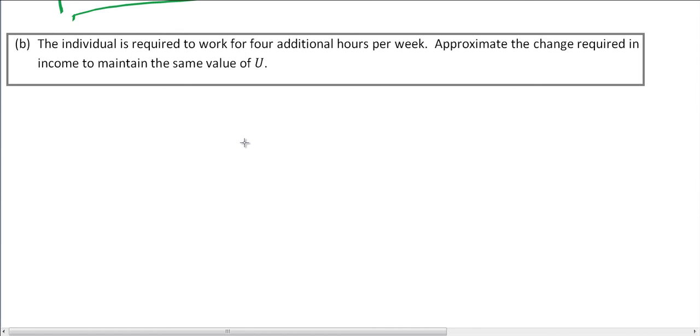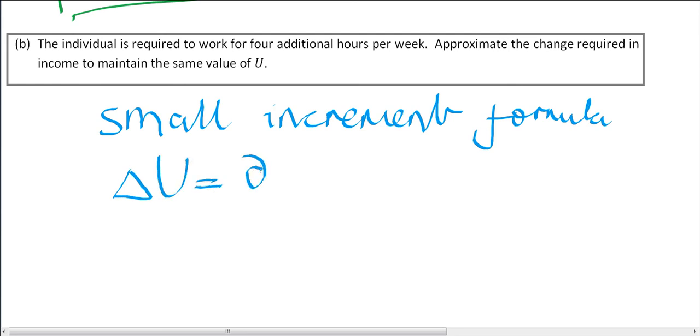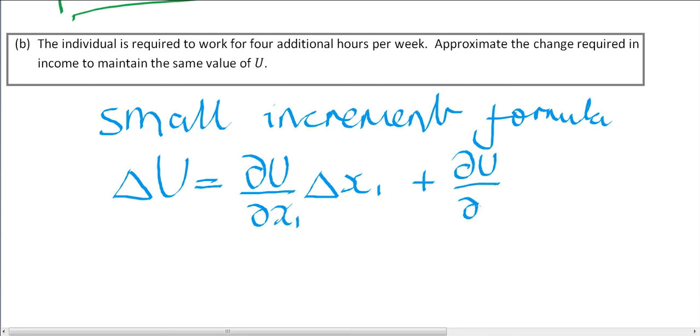So what they want us to use here is the small increment formula. Now, if you check your notes, you'll see it written like this. The change in u equals the first partial derivative, del u del x1, by the change in x1, plus the second partial derivative, del u del x2, by the change in x2.